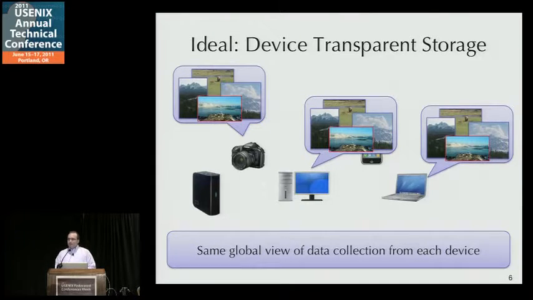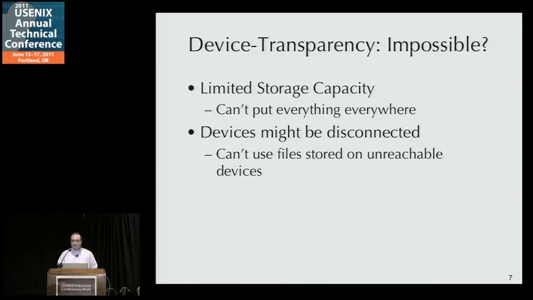So to summarize, this property of device transparency means that I'd like to have the same global view of my data collection regardless of which device I'm looking at. I'd like that property to be true. Now, of course, you can then immediately ask, well, is this impossible in practice? Because there's a number of problems that I alluded to earlier. Namely, devices can have limited local storage capacity. So for example, I haven't yet met the phone or camera that could store all the pictures I've ever taken. And that's been true for quite a while.